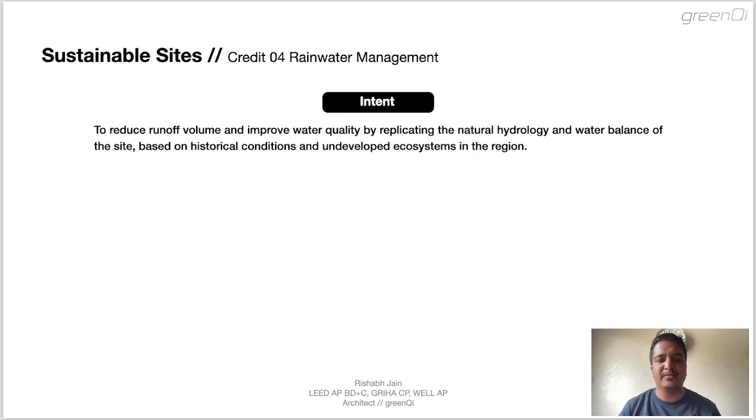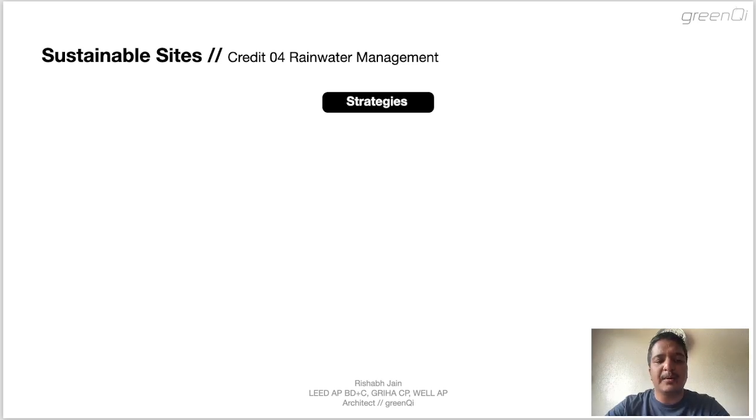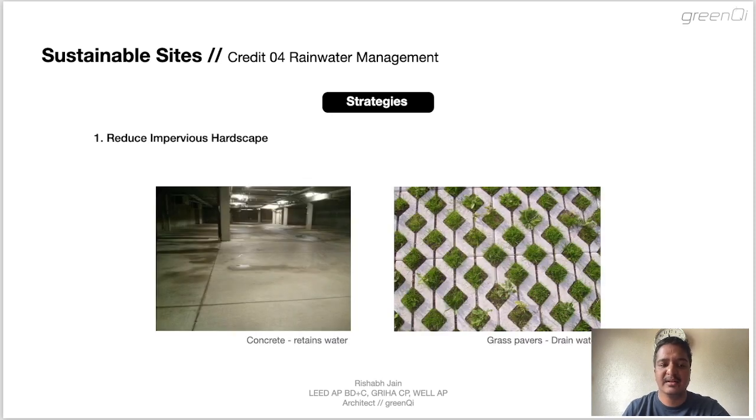For this credit, before moving on to the requirement, it is very important to understand a few rainwater management strategies. There are two steps to approach where rainwater management can be used to earn points under this credit. The first step is to reduce the amount of impervious areas that cause excessive rainwater runoff, and the second step would be to manage the runoff by using green infrastructure and low impact development techniques. A comprehensive rainwater management program that uses both methods to replicate natural hydrology and water balance on site can yield the highest returns. So the first strategy is to reduce impervious hardscape.